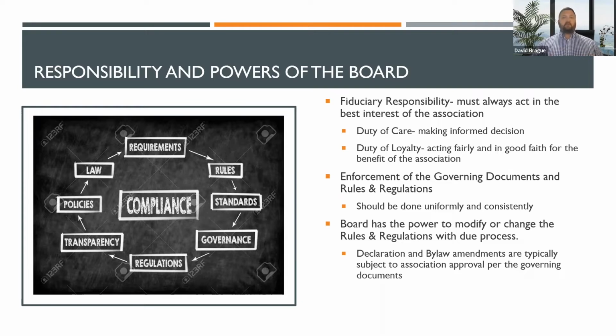The board does have the power to modify and change rules and regulations with due process. What does due process mean? That they review the rules and regulations per the declaration and bylaws and make amendments in accordance with those governing documents. Depending on your governing documents, it could be 50%, 60%, 67%, or more, based on what is written in your declaration on amendments to those rules. And they are subject to association approval per the governing documents.